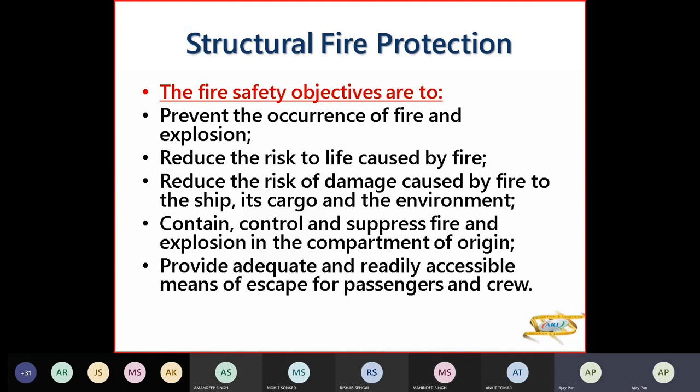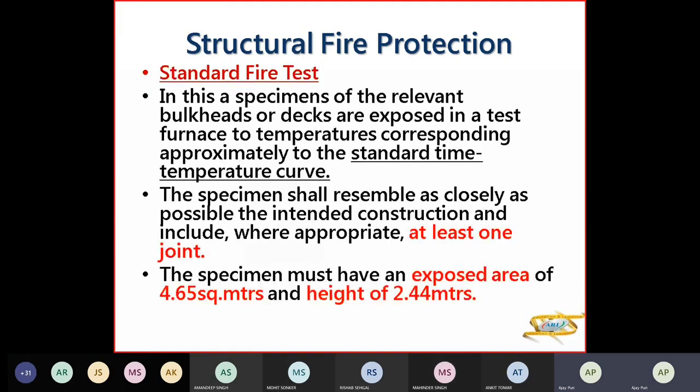Reduce the risk of damage caused by fire to the ship and cargo and environment. Contain, control, suppress fire and explosion at the point of origin, that is the compartment of origin. You're trying to suppress, contain, and control the fire. Providing your means of escape for passengers and crew so that they'll not be harmed. So those were the fire safety objectives. You were asked all these in your exam: What is structural fire protection? What are the fire safety objectives? Explain that.